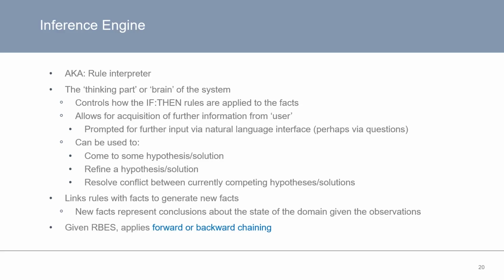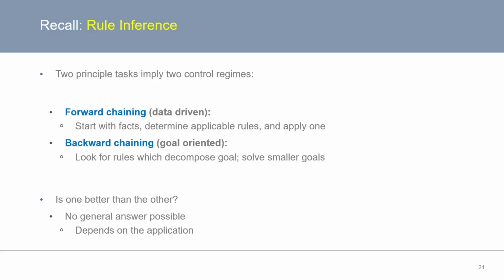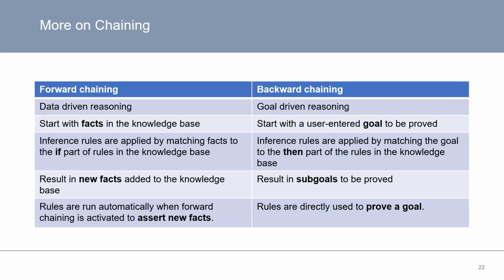Since we're focusing on rule-based expert systems, the inference engine is almost always going to be applying forwards or backwards chaining as the inference strategy. Recall from our lecture on rules that generally one of two specific control regimes are employed. One is the forward chaining approach, that's data-driven, and the other is backwards chaining, which is goal-oriented. Here's a table that summarizes some of the major differences between forward and backwards chaining. Understanding how both strategies work is an important element of rule-based machine learning.